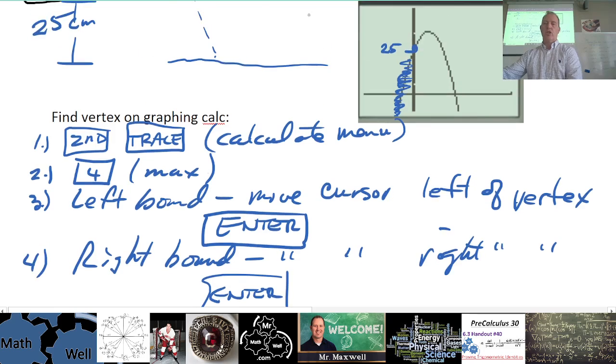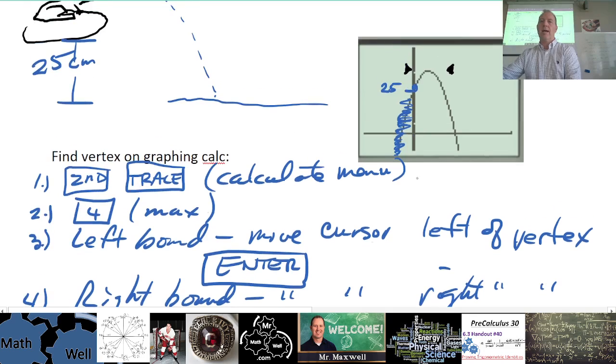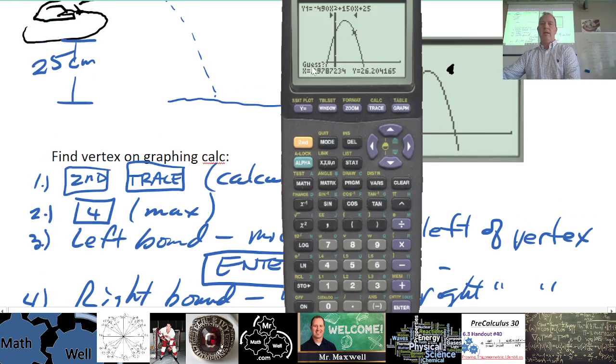And so then what it'll show you, just like you saw on my screen, is a little arrow on the left there and a little arrow on the right. And then it'll say guess. So hit enter once more. And then it should do the little calculation, and it'll show you exactly the vertex to fine decimal points.